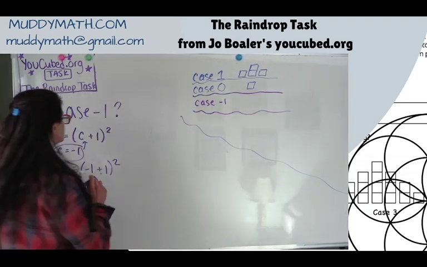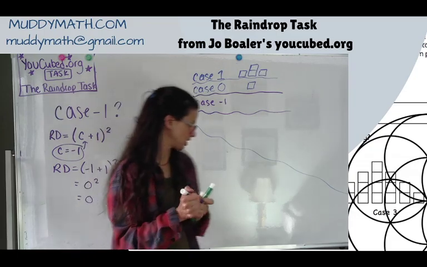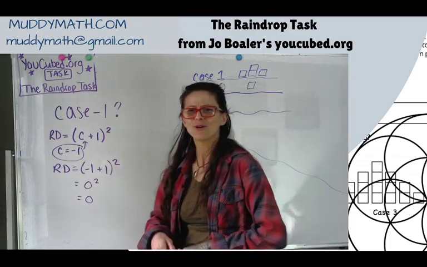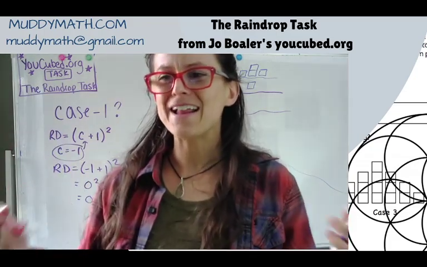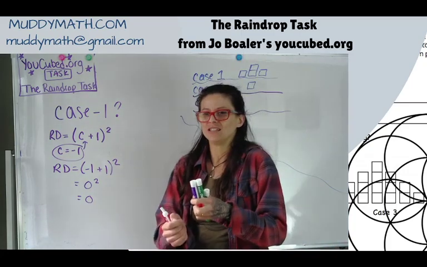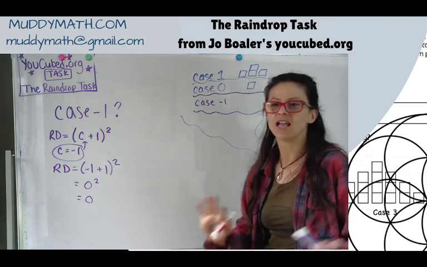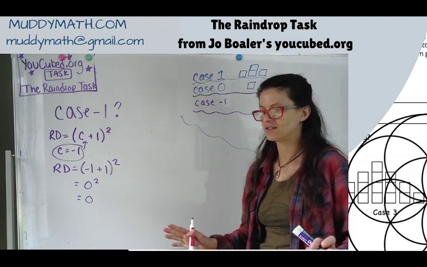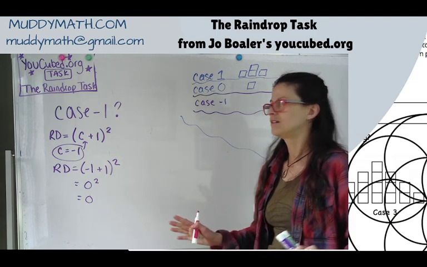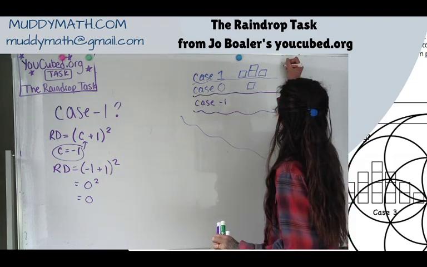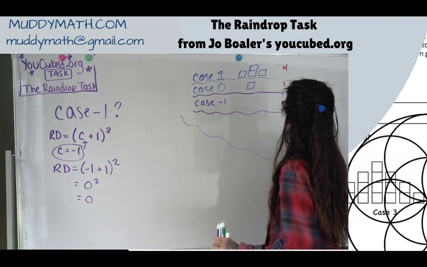All right, so case negative 2, let me change the color. What do you think is going to happen? How do we get the retracted images when case 0 is nothing? There's no squares in case negative 1. Right, so we went from 4 to 1 to 0.